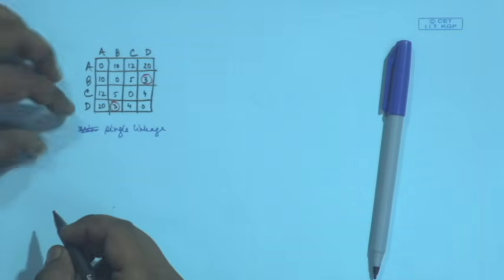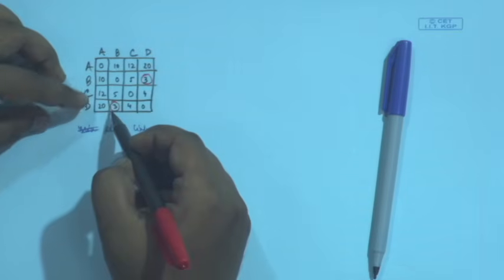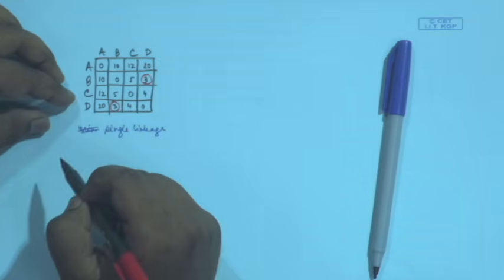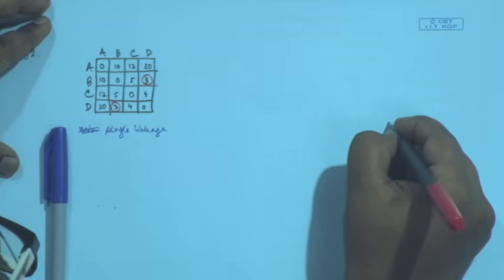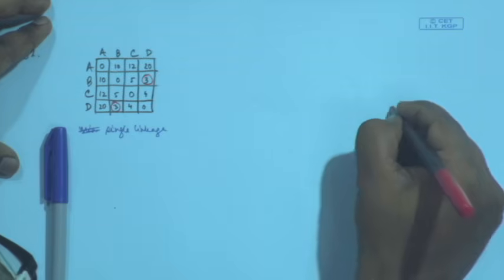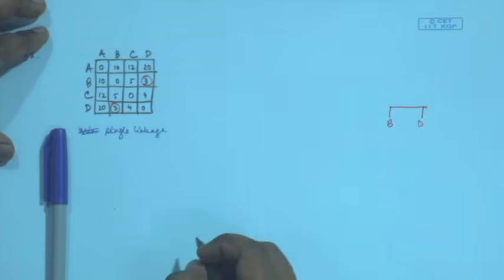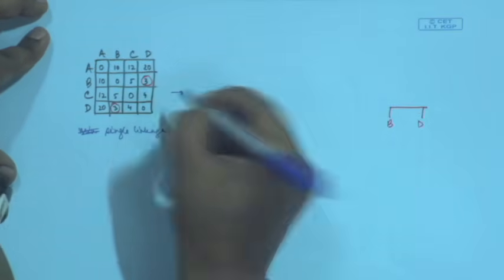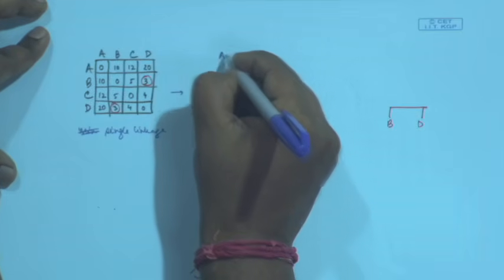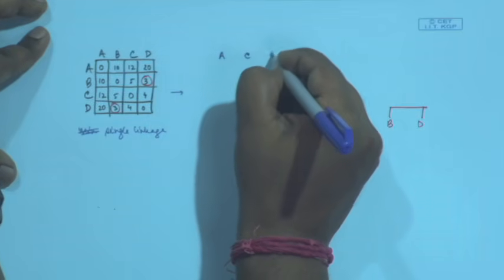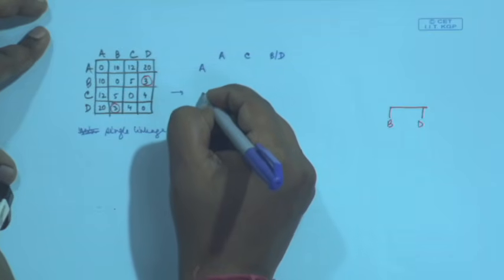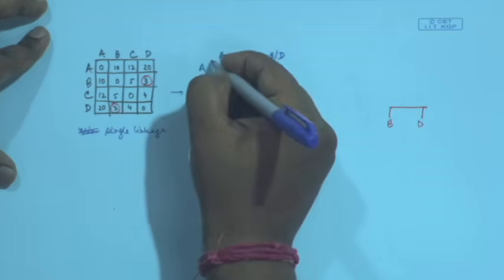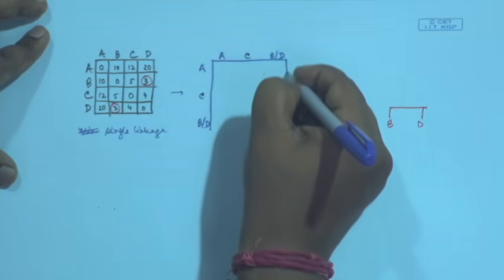This is the distance between B and D. So, the first points that are going to be merged are B and D. Let me write. B and D are here, I just merge them. Now my updated clusters are A, C, and B and D clubbed together, so again you have A, C, then B slash D. Let me make the distance matrix.